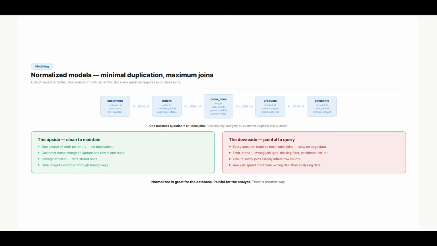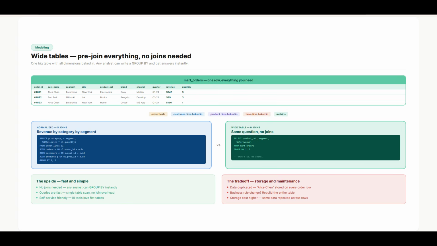But every time an analyst wants to answer a question, they're writing multi-table joins. That's slow on large datasets, and it's error-prone, wrong join type, missing filter, accidental fan-out where one-to-many joins inflate your row count. Wide tables, sometimes called one big table or OBT, pre-join everything. Your mart.orders table has customer name, customer segment, customer city, product category, product brand, order date, quarter, channel, revenue, all in one row. No joins needed. Queries are fast and simple. Any analyst can write a group by and get answers.